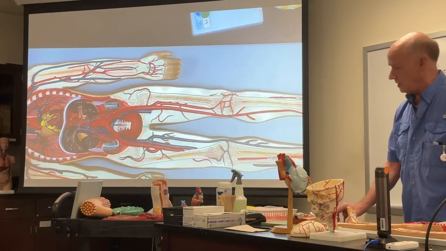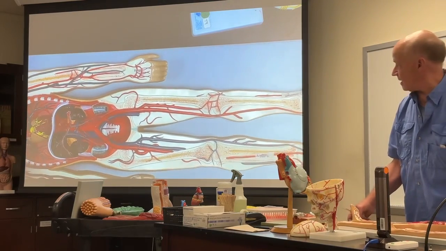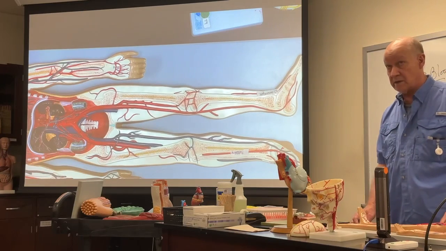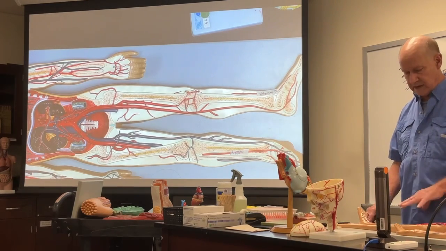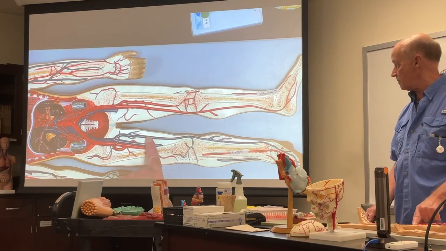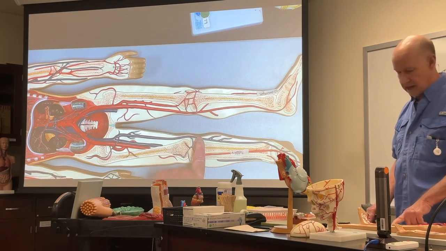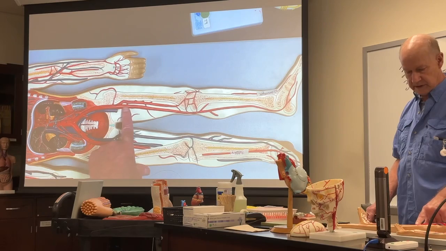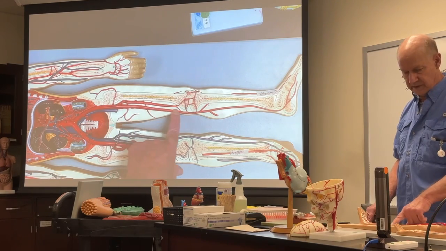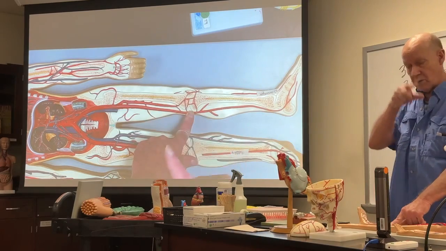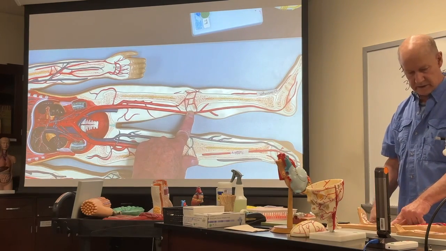Now, the leg vessels, usually I will ask on the WAR model, but you can see very clearly here that represents the greater saphenous, okay? And this, of course, is the femoral becoming the popliteal. Anything below that, I would ask on the WAR model because it's not clear here.